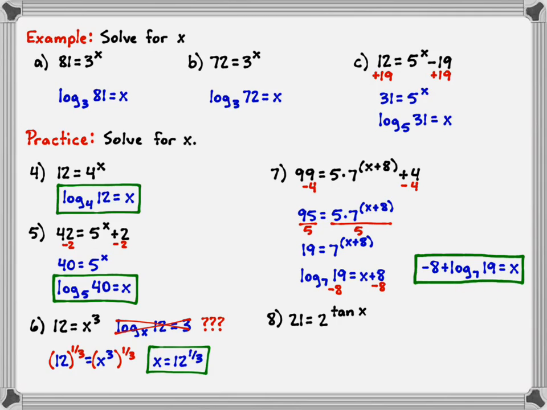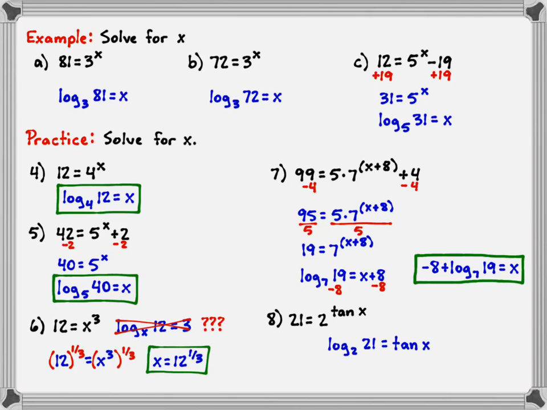All right, back to number 8 now. Well, we want to get rid of the 2 as the base, so we're going to write that as a log. That'll be log base 2 of 21 equals tangent of x. So that's just rewriting using logs.